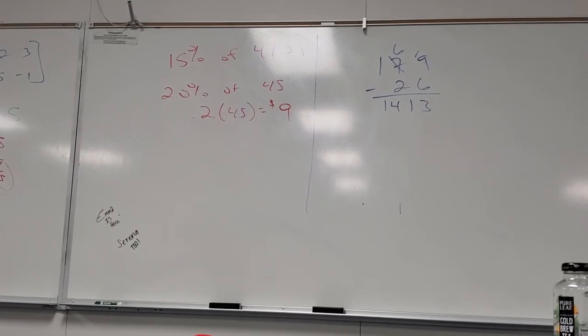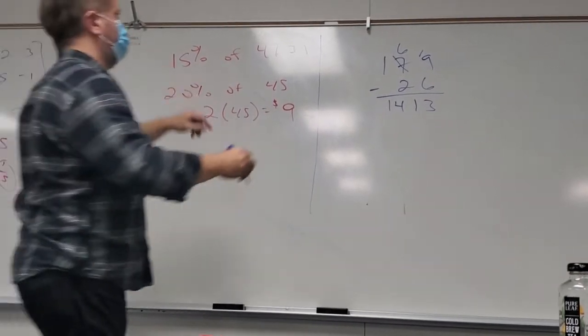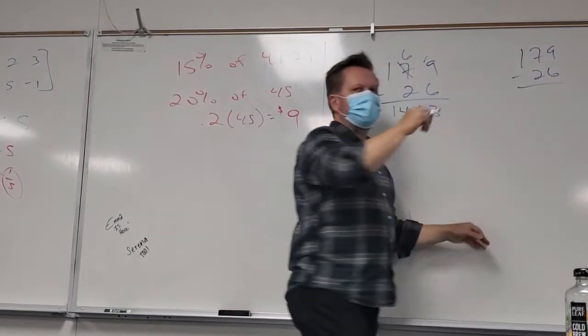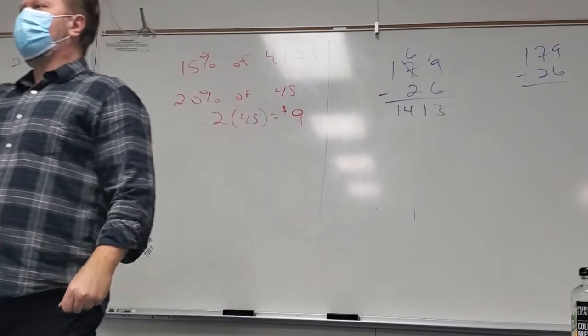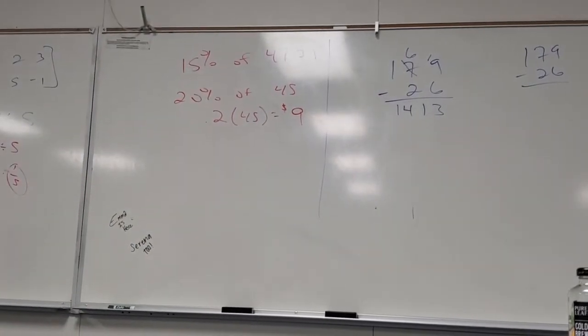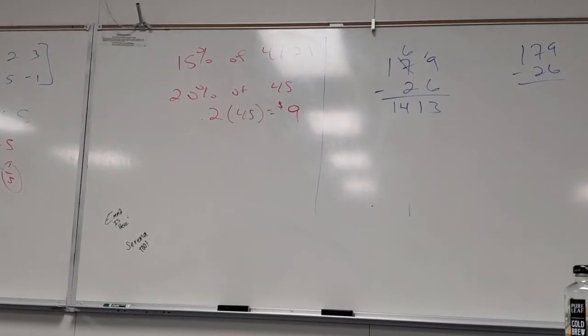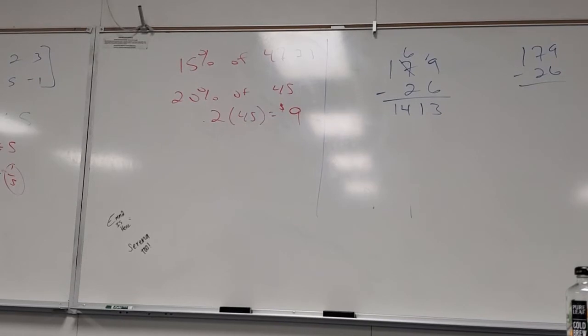How could you show them a method to know so they could tell they're really off, that their answer is nowhere near? So remember, the original problem was 179 minus 26. So what could you tell them? Why are you in the thousands place? Okay, good. Well, you're not going to say that. Come on, kid, what's your problem?